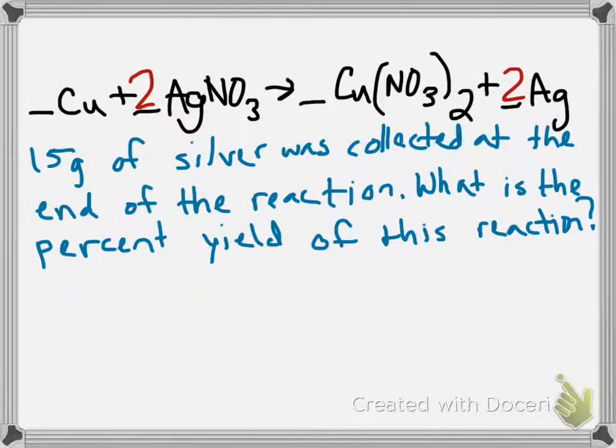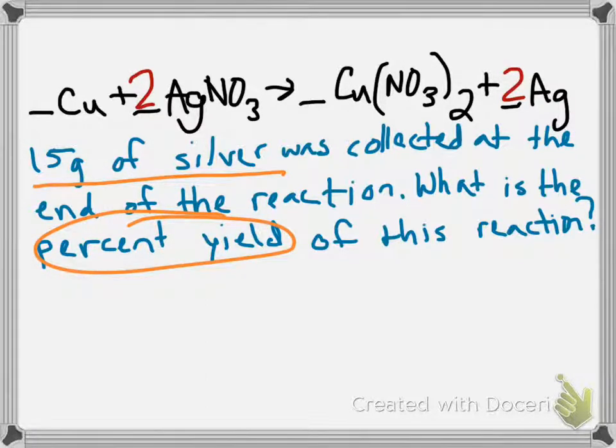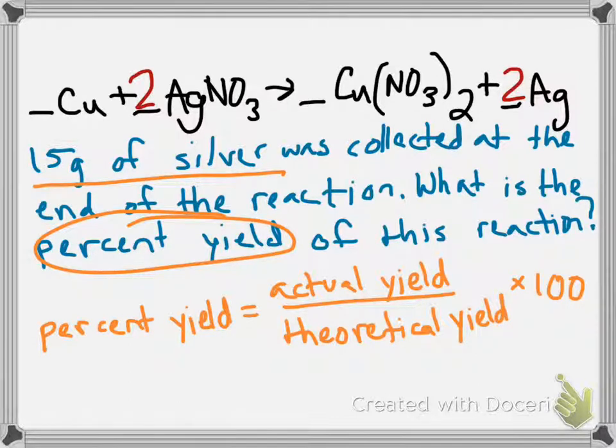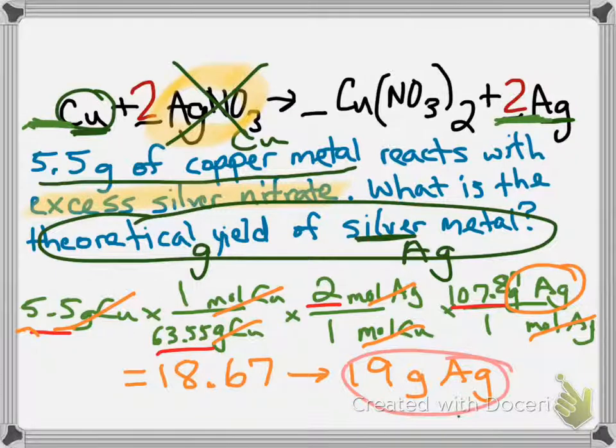The next question says 15 grams of silver was collected at the end of the reaction. So they're talking about a lab that was done and 15 grams of silver was collected. What is the percent yield of this reaction? If you look at the top of your worksheet, it has the formula for percent yield. In this case, the actual yield is the 15 grams of silver. So that's our actual yield. That was what was actually collected during the actual experiment that was done. Our theoretical yield is 19 grams of silver. Theoretically, 5.5 grams of copper can produce 19 grams of silver.